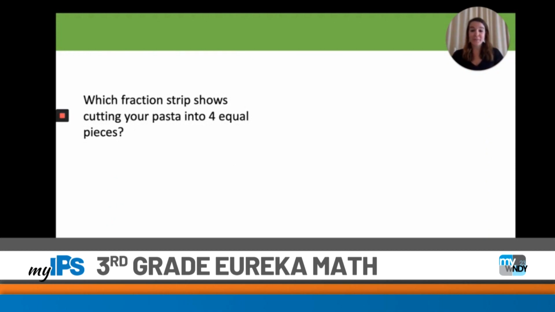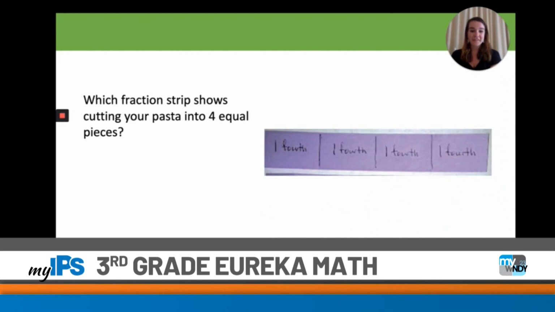Which fraction strip shows cutting your pasta into 4 equal pieces? So pretend your fraction strips are pasta and pick the one that matches, cutting it into 4 equal pieces. Take it and hold it in your hand. Fourths. You should have picked up your fourths fraction strip, because if I'm cutting my pasta into 4 equal pieces, I'm cutting it into fourths. Okay, put your fraction strip back on the table and let's try another one.